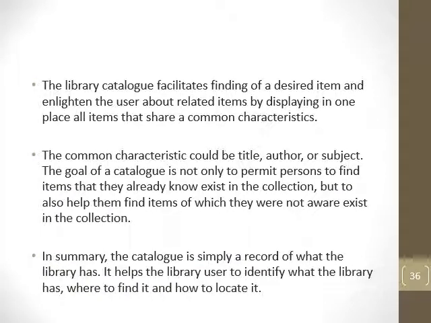The library catalog facilitates finding a desired item and enlightens the user about related items by displaying in one place all items that share common characteristics. The common characteristics could be title, author, or subject. The goal of a catalog is not only to permit persons to find items that they already know exist in the collection, but to help them find items of which they were not aware. In summary, the catalog is simply a record of what the library has. It helps the library user to identify what the library has, where to find it, and how to locate it.